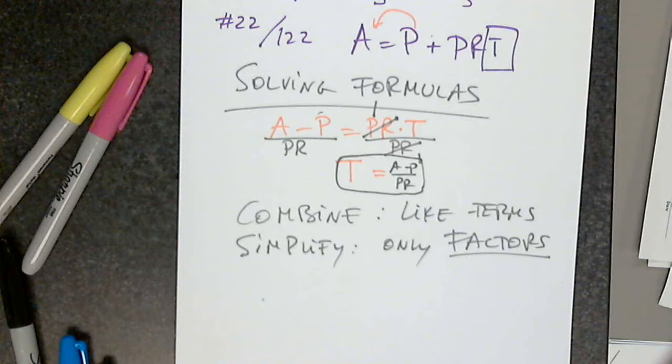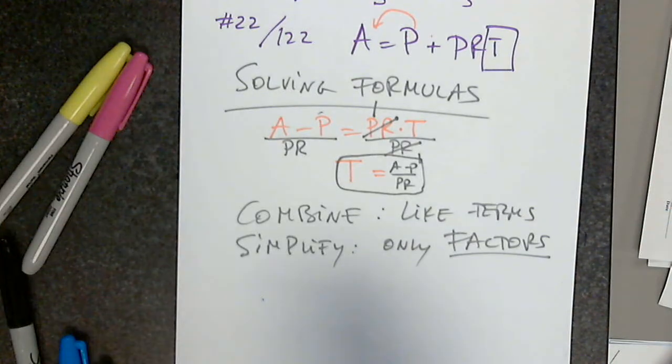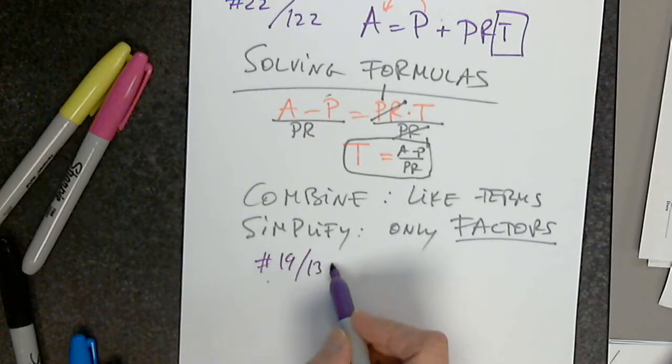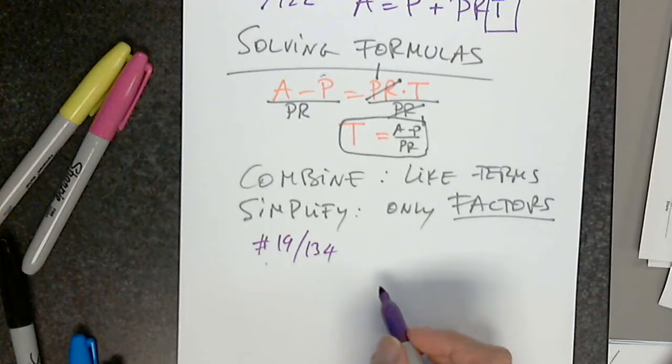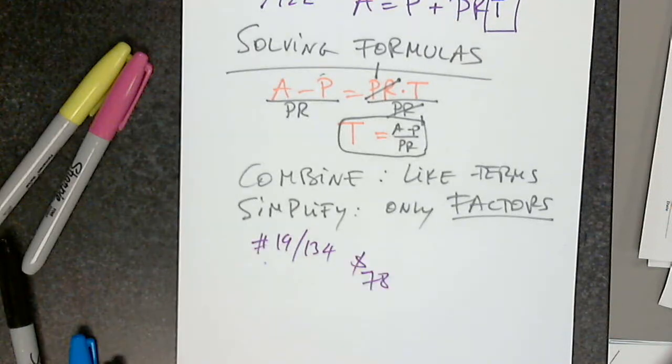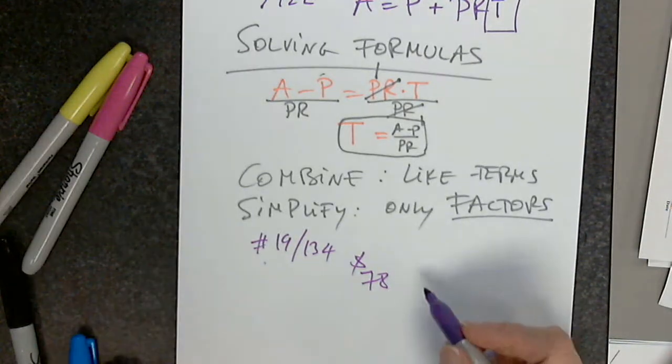I want to look at a percent or a mixture problem or both. Okay, before we start working on our own, problem 19 on page 134. Find the original price of a pair of shoes if the sale price is $78 after a 25% discount.